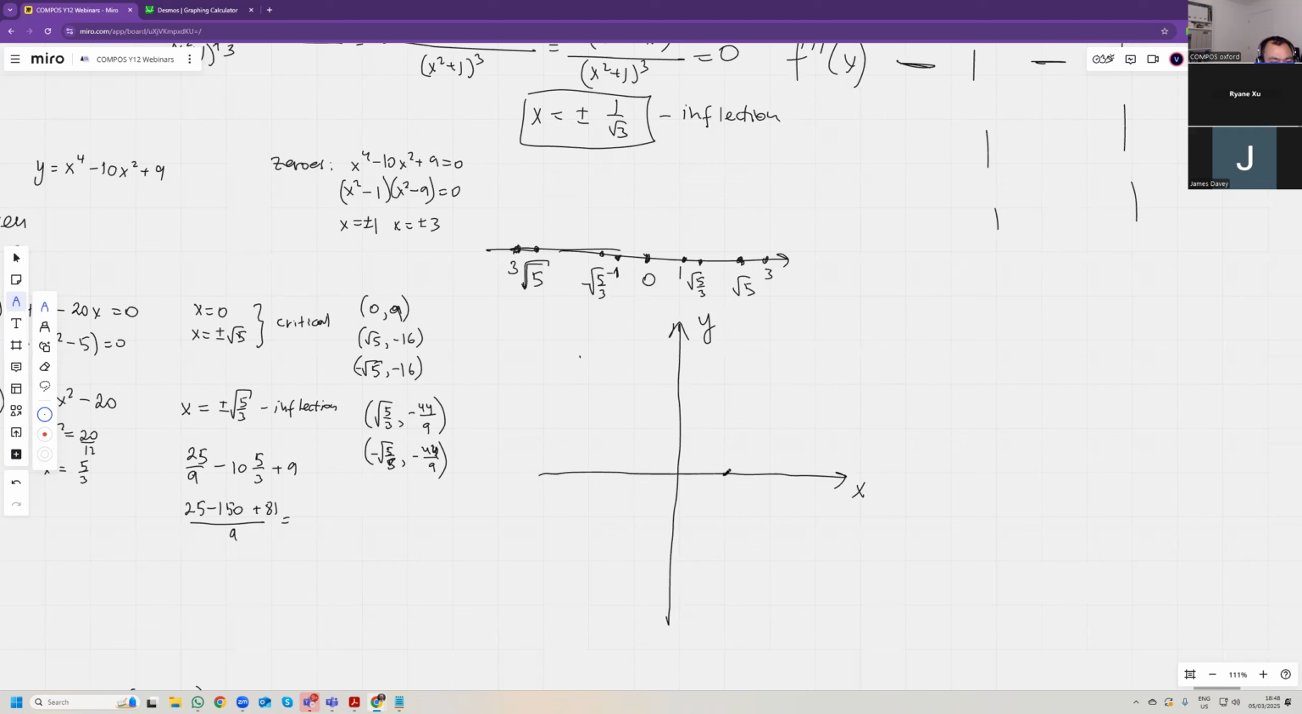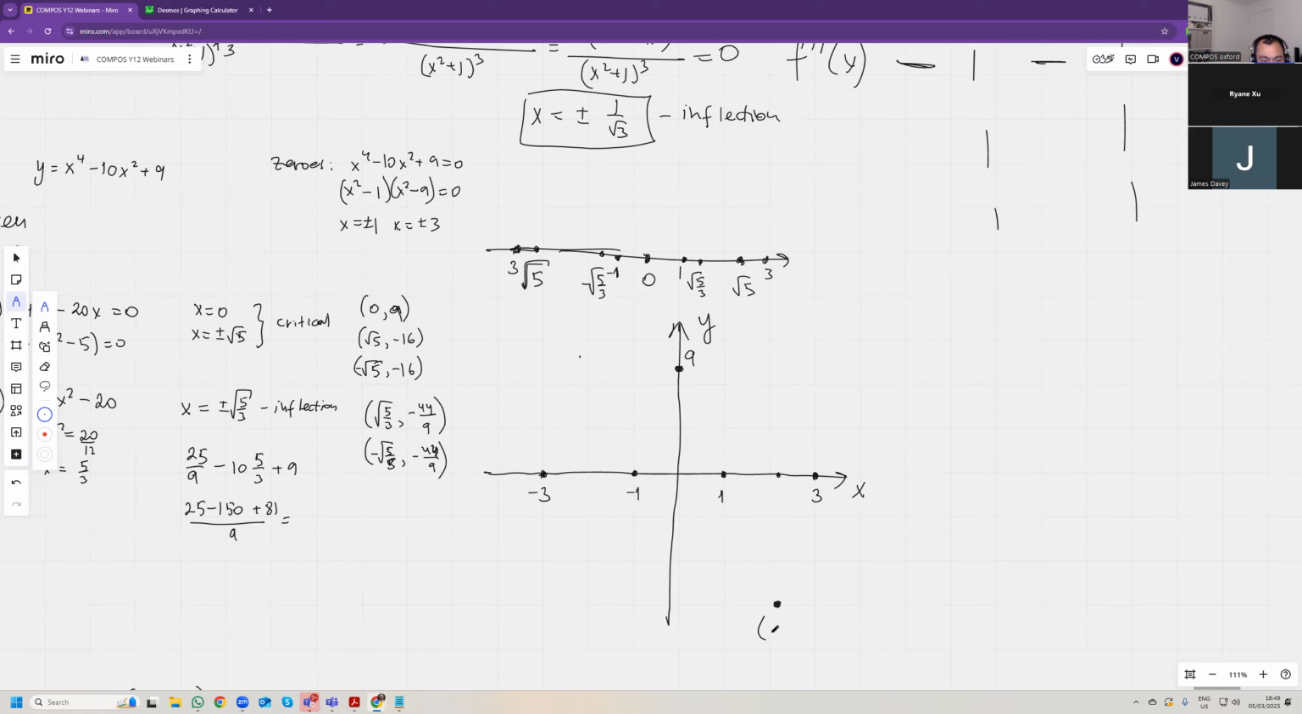So 1, minus 1. So these are the zeros. Minus 3 and 3. So this is a symmetrical graph. 0, 9, so 0, 9 is here. Then what do we want? We want root 5, minus 16. Root 5 is about 2 and something. And that's a critical point.